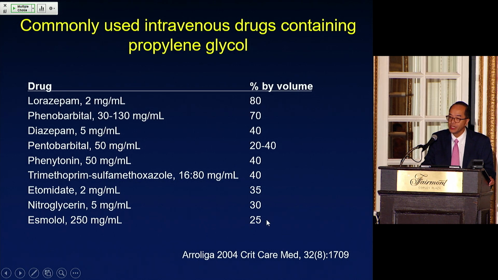Propylene glycol poisoning is an iatrogenic disease due to the vehicle that is used in certain types of IV drugs. In the old days, when ICUs used a lot of Ativan, lorazepam, this was a major cause of metabolic acidosis because 80% of the volume in the Ativan drip is actually propylene glycol. But you can see some of these other commonly used IV medications also have a substantial amount of propylene glycol. So occasionally a patient getting very large high drip rates of these can develop this problem.